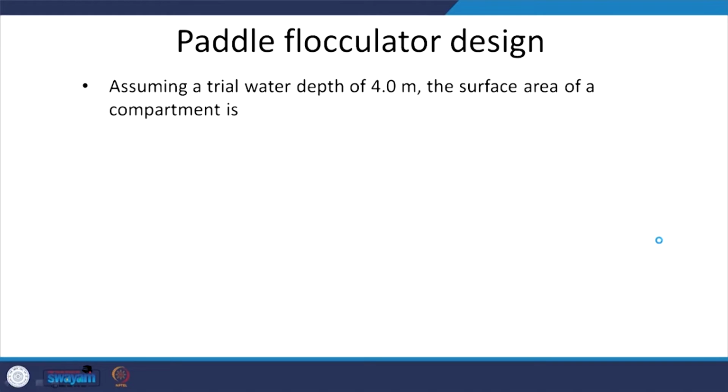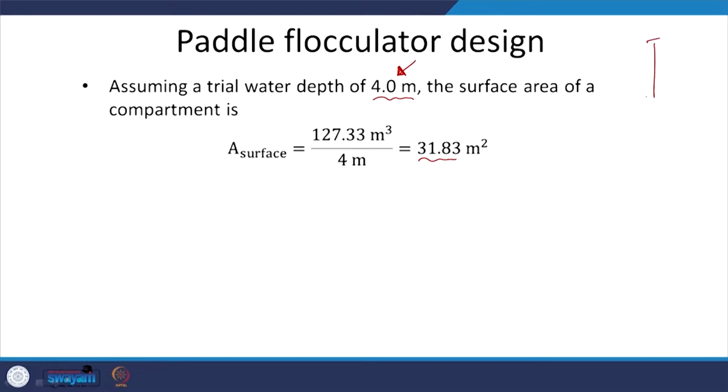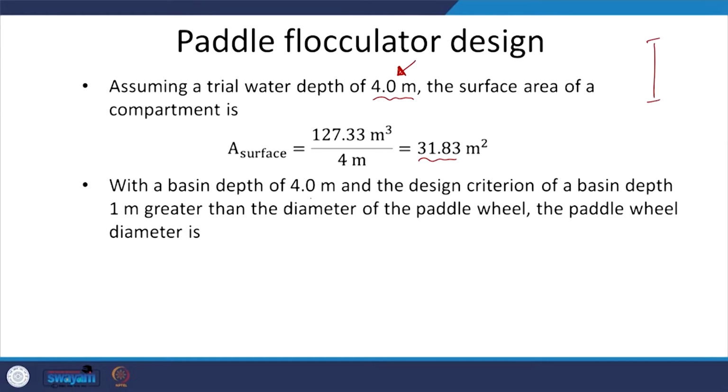Let's move on. Trial water depth 4 meters, so the surface area will obviously be volume by depth, which comes out to 31 meters square. This is a typically decent trial value, not too high and certainly not too low considering the paddle width. With the basin of 4 meters and the design criteria presented in the table previously, the basin depth is 1 meter greater than the diameter of the paddle wheel.